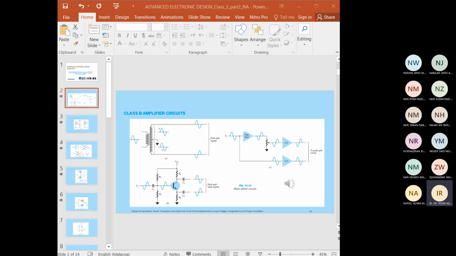Alright, so this is still in the Class B amplifier circuit. This one uses the center tap of the transformer. Before that, we have looked at the ordinary transformer. So here we will look at the advantages and disadvantages of the several types of circuit of the Class B amplifier.